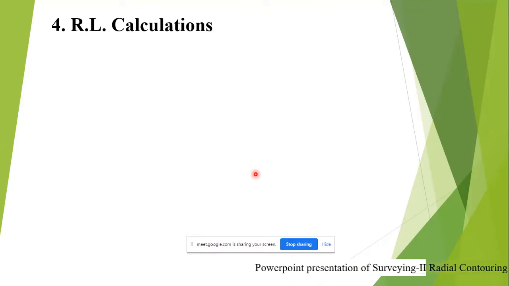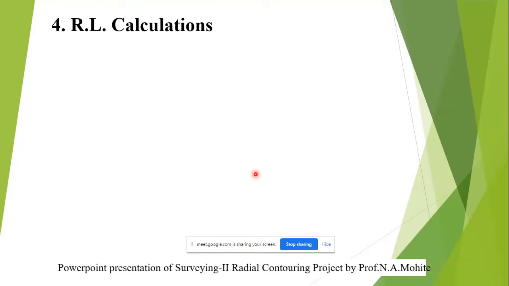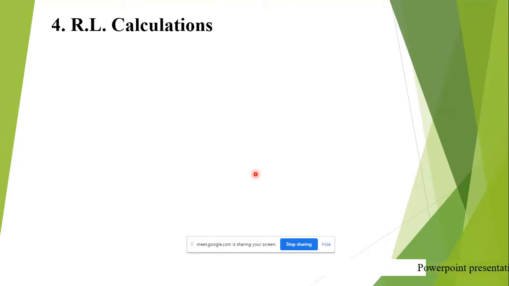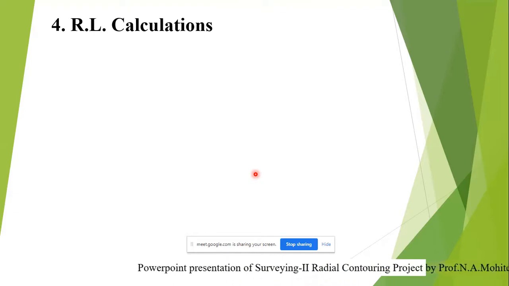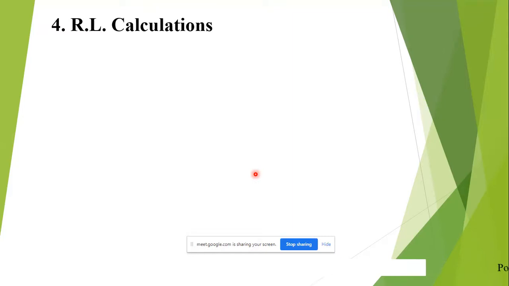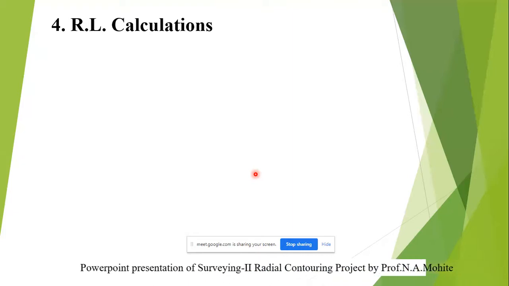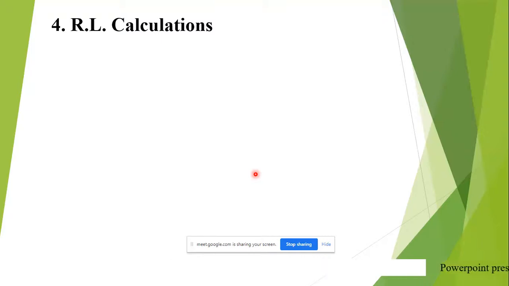RL calculation. RL is nothing but reduced level. While dealing with the radial contouring project, we are going to calculate the RLs by making use of the basic prerequisites of tachometric surveying. We are not going to make use of the regular rise and fall formulas, except for the starting part, that is the fly leveling RL checks. Only the summation of BS minus FS, or last RL minus first RL, we are going to check for the fly leveling operation, that is the initial stage.